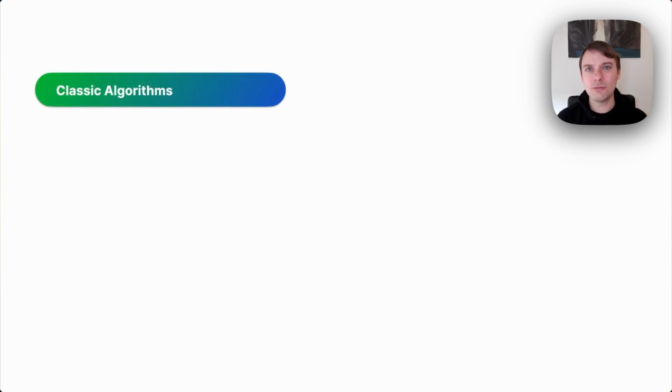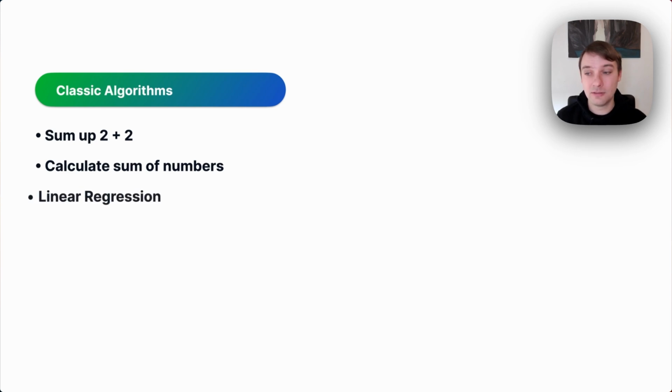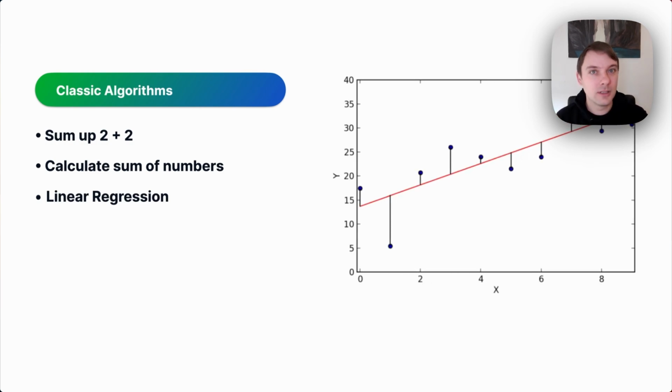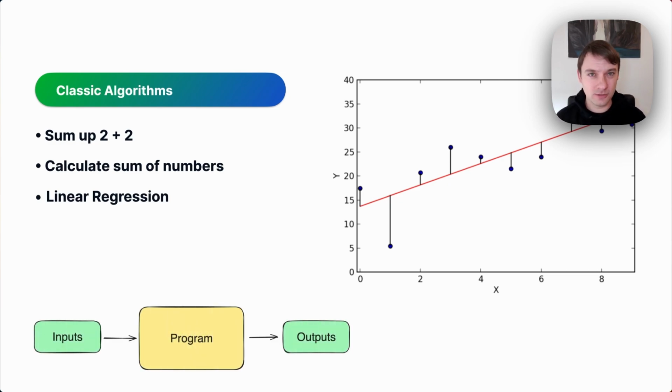Now, usually when we write computer programs, we just write code, right? And these problems are really simple, like summing up numbers and doing problems like linear regression, for instance. In the end, we can write a program that gives us this line, which basically covers the minimal distances between points. Now, there's a process to all of these. So we have an input, we write a computer program, and then we get an output. And this is always predictable. So there is a process.